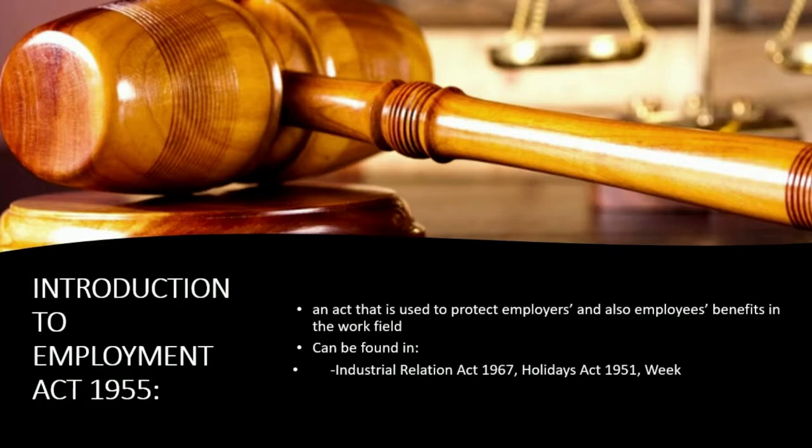EA 1955 can basically be found in the statutes as Parliament-made law or Act of Parliament, such as the Industrial Relations Act 1967, Holidays Act 1951, Employees Social Security Act 1969, National Wages Consultative Council Act 2011, as well as in subsidiary legislation under the Employment Regulations 2010, as well as case laws that refer to judicial precedents found in law reports for similar cases to be treated alike.